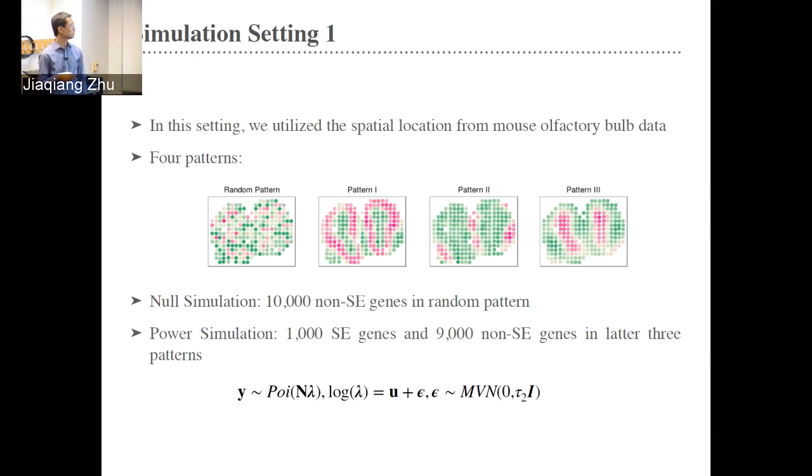The difference between the SE genes and the non-SE genes is in the intercept. For the non-SE genes, we set the intercept to be negative 10 for all the spots, and for the SE genes, we set it to be negative 9 for the pink spots and negative 10 for the green spots. With this setting, the fold change in the lambda is about 3.